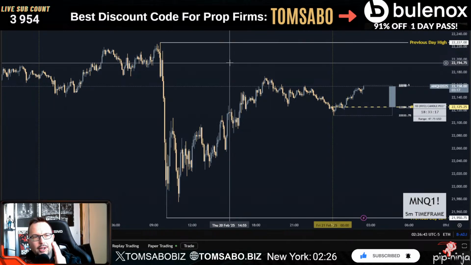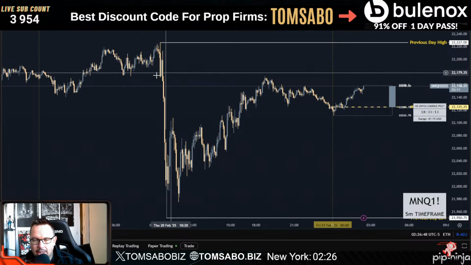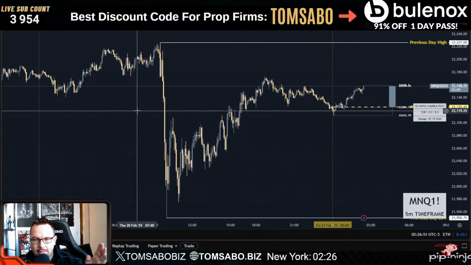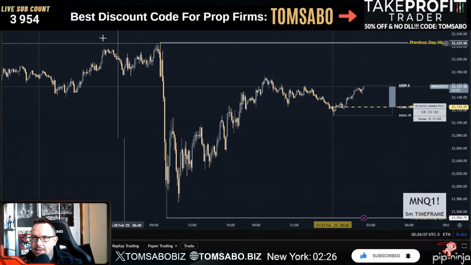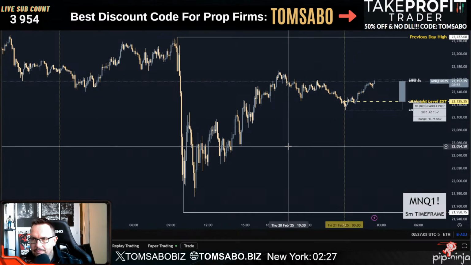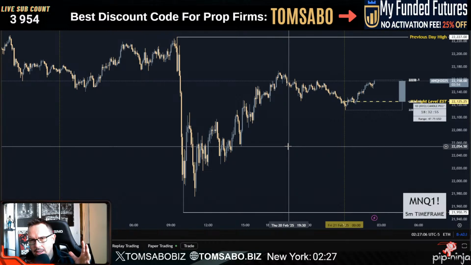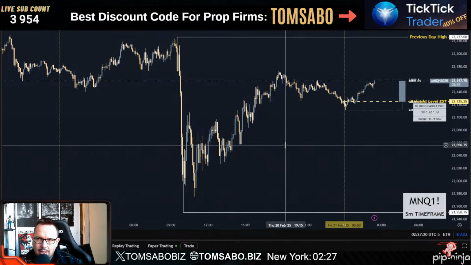Obviously, I'm already building up new accounts with Take Profit Trader. Besides that, I'm already working on 3 new Take Profit Trader accounts. The goal is obviously to have more and trade with them. But this was my first withdrawal, and it was a 150K account. If it would be a 50K account, obviously the safety threshold would be smaller.